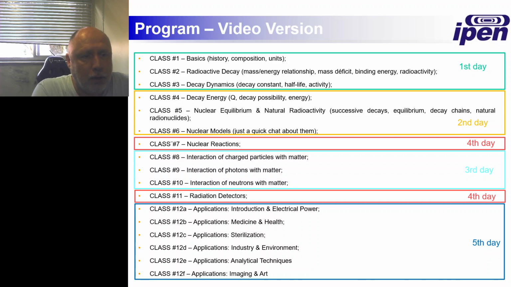Then class number 5, we talk about nuclear equilibrium and nuclear radioactivity. Essentially, what happens when a radioactive nuclide decays on another radioactive nuclide, right? So we have successive decays. In some cases, this can lead to equilibrium and to decay chains, right? And then we talk more general, we'll talk about natural radionuclides and also natural sources of radiation exposure.